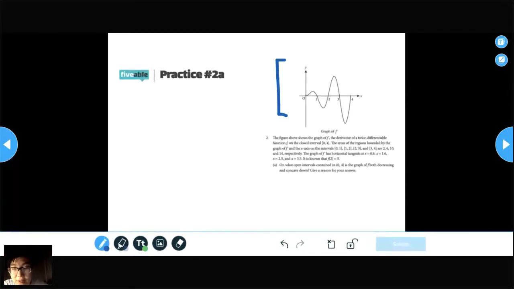It says the graph of f prime has horizontal tangents at 0.6, 1.6, 2.5, and 3.5, and it's known that f of 2 is equal to 5. So on what open intervals contained in 0 to 4 is the graph of f decreasing and concave down? So when is it decreasing and when is it concave down? And also give a justification, and we'll go over it.